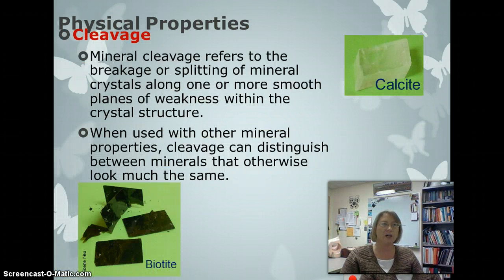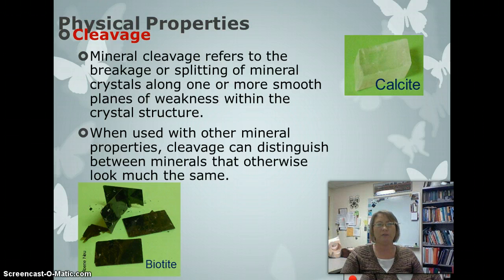This, however, should not be confused with the next item on the list, which is cleavage. Cleavage is not the actual crystal form. It's not how the crystal grew, but rather refers to the breakage or splitting of the mineral crystal along one or more smooth planes of weakness within the crystal structure. This means that the crystal has been broken or fractured.